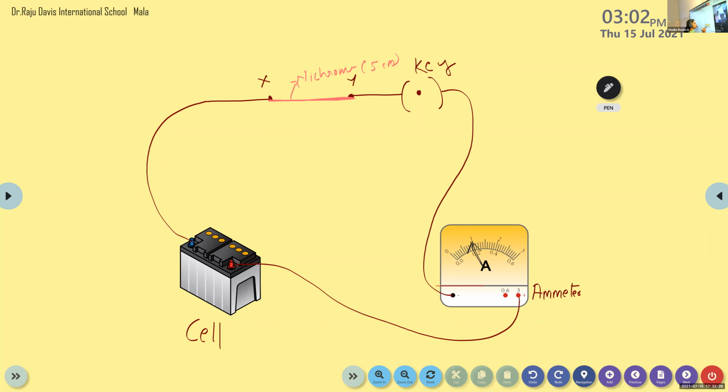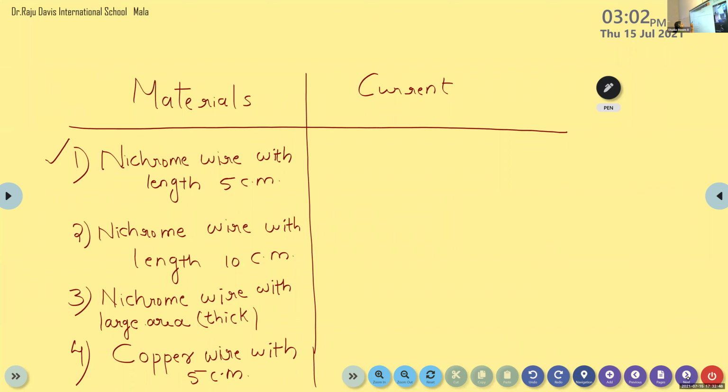What is the value of the current in the ammeter now? You can take the readings on the upper scale. This is measuring the ampere. So what is the reading of the ammeter? It is 1 ampere. So now we can enter the value here. When we connect the nichrome wire with the length 5 centimeter, we get the current 1 ampere in the ammeter.